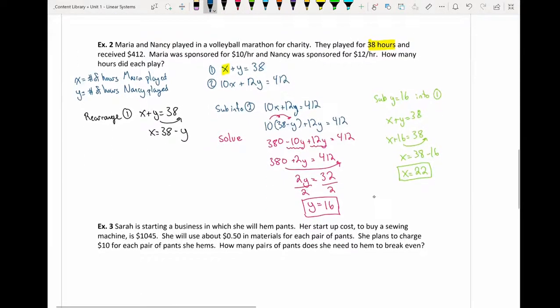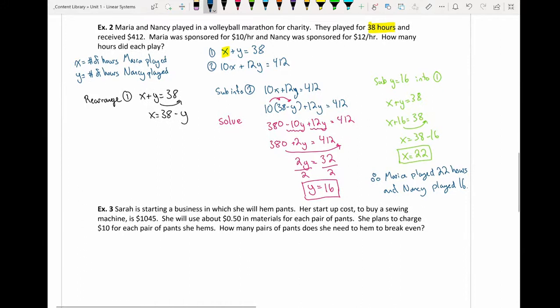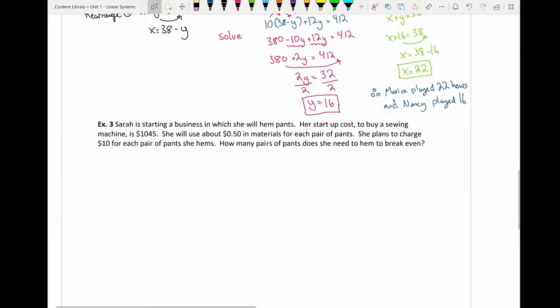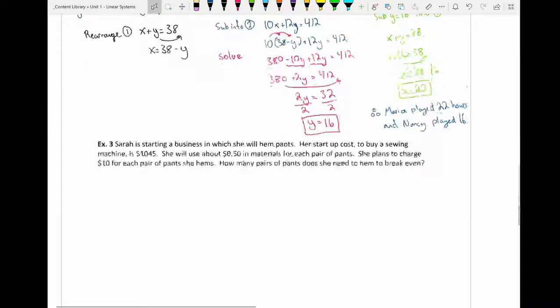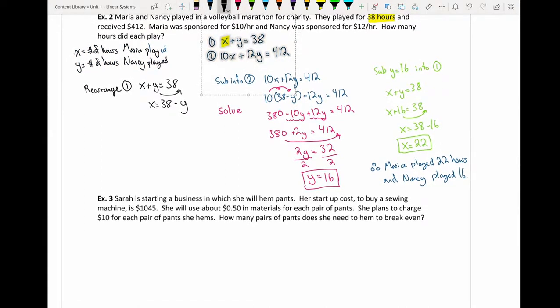So therefore, Maria, which is represented by x, played 22 hours, and Nancy played 16. So that is using substitution to solve this word problem. Now everything's kind of color-coded based on those steps.